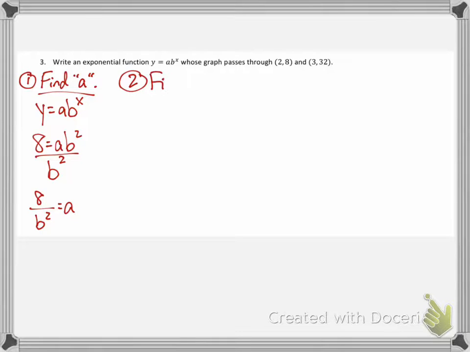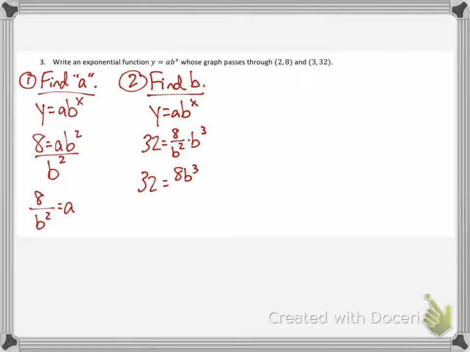So step 2, now we'll find b. I'm going to plug in the second point. So 32 for y. I now know what a is. It's 8 over b squared, times b to the x value of that second point, which is 3. I'm just going to simplify this, so I'll have 8b cubed over b squared.